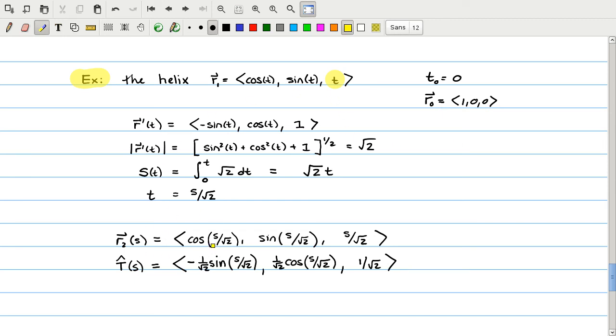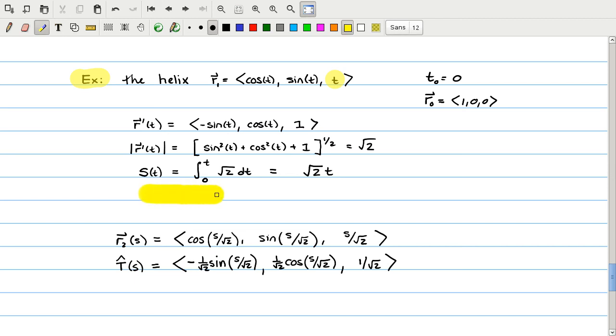So now let's calculate some things. r prime of t, that is a tangent vector, is (negative sine t, cosine t, 1). Fine, it's a tangent vector, it's the derivative of the position function. The magnitude of r prime of t can be written (sine squared plus cosine squared plus 1) to the 1/2. That's square root of 2. So that means that the arc length is always increasing at root 2 times the elapsed parameter value. So the arc length function is the integral from t naught to t of root 2 dt, which is root 2 t. That allows us to solve for t in terms of arc length. t is s over root 2.